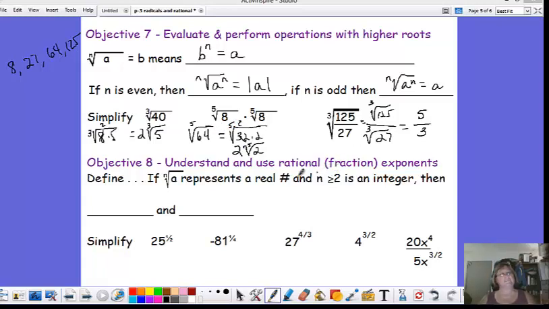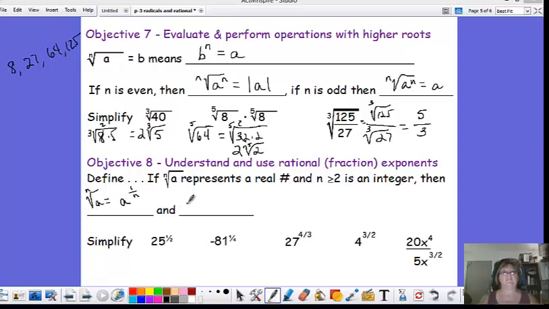Fractional exponents, this is definitely an Algebra 2 topic. You'll have seen this in Algebra 2. This says if the nth root of a gives a real number and n is an integer greater than 2, then these things are true. The nth root of a is the same thing as a raised to the 1 over nth power. That rational exponent has the same meaning as the nth root.